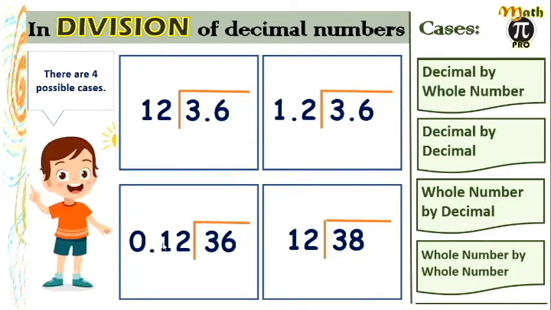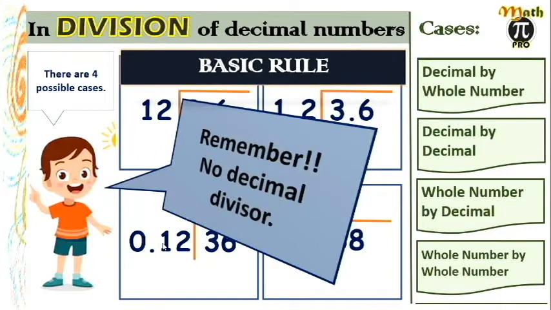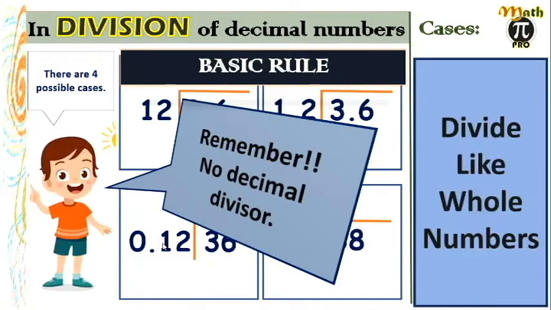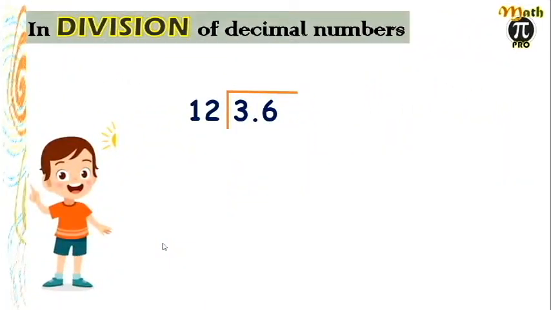In these four cases, there is only one basic rule. You only have to remember that there should be no decimal divisor. Then if your divisor is not a decimal number anymore, you just divide like whole numbers. Let's take this for example.